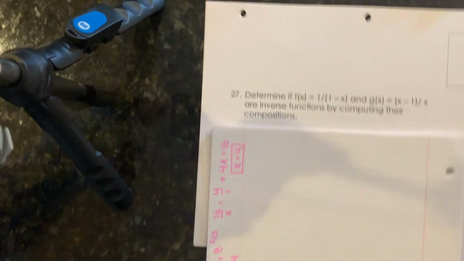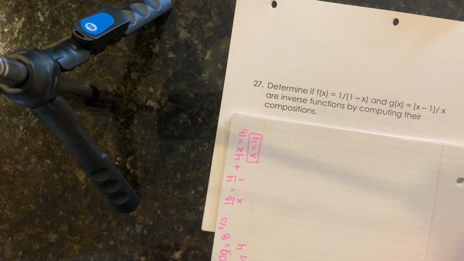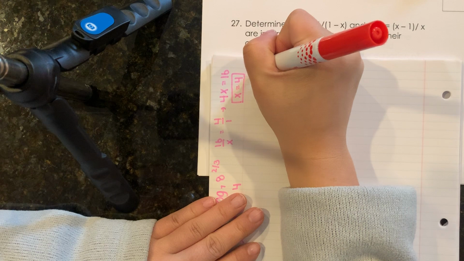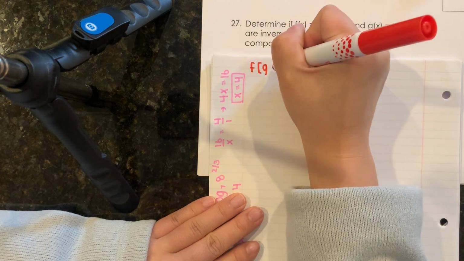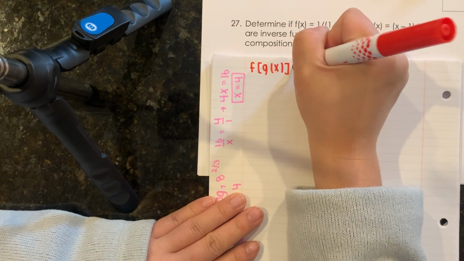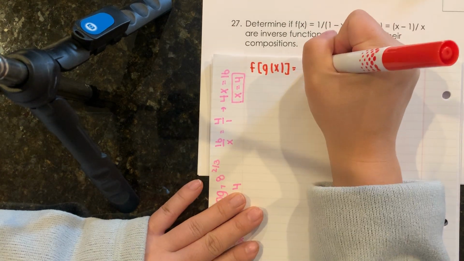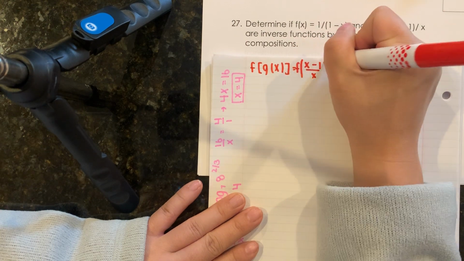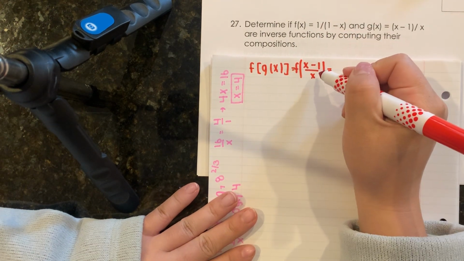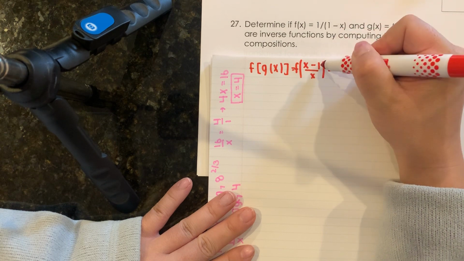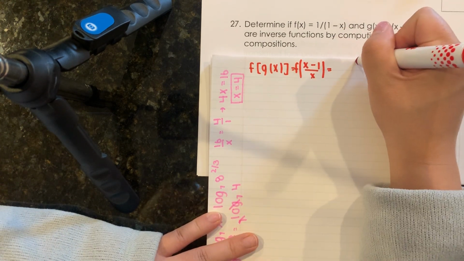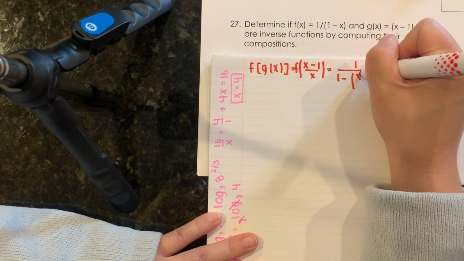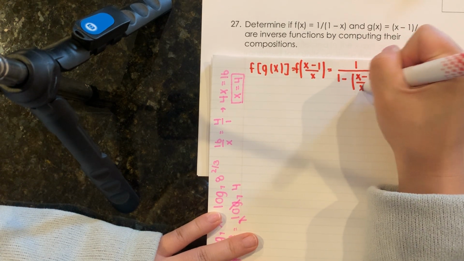So what I'm going to do is start by computing the f composite g of x. So f of g of x. I know that my g of x is equal to x minus 1 over x. So now I'm going to plug this into the f function. That means wherever you see an x, you replace it with this. So that would be 1 over 1 minus x minus 1 over x.